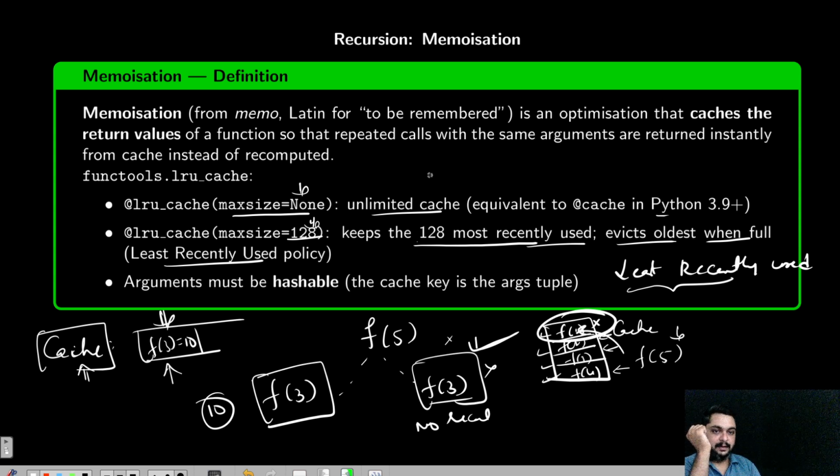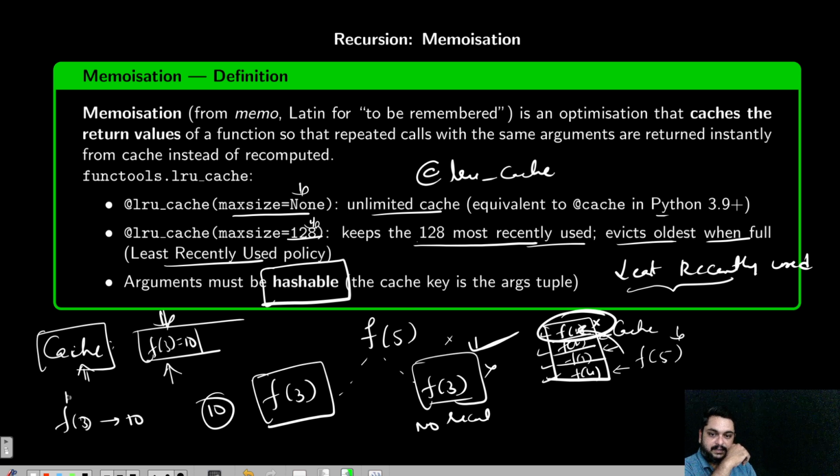Whatever you are seeing with the at sign, you call it the decorator. We will see in a further video lecture what exactly this means. Then one important concept here is that arguments must be hashable. It should be completely immutable. Why? Because LRU cache stores it as key and value. For example, f of 3 is 10. So this is key, this is value.